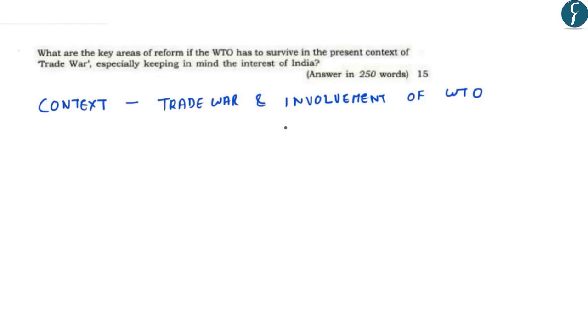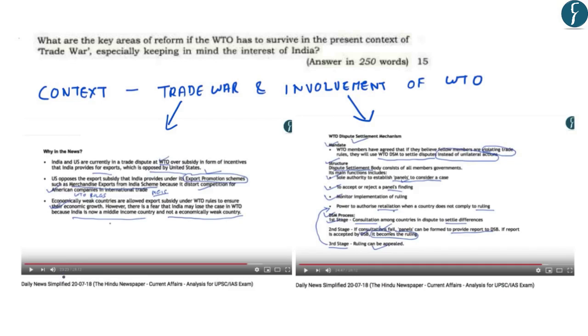Now, as you may be already aware, the United States has been involved in tariff wars with China, India and other countries. Now, the WTO has emerged as the main resolution body in the ongoing trade war. Now, in the Daily News Simplified of 20th July 2018, we have discussed the trade war that is going on between India and the United States.